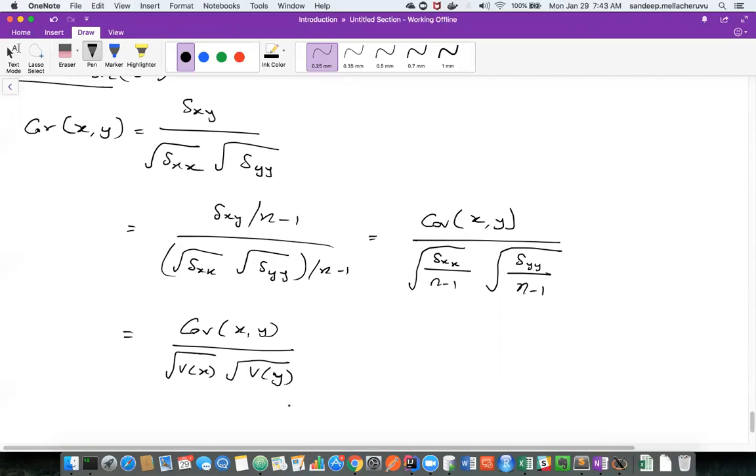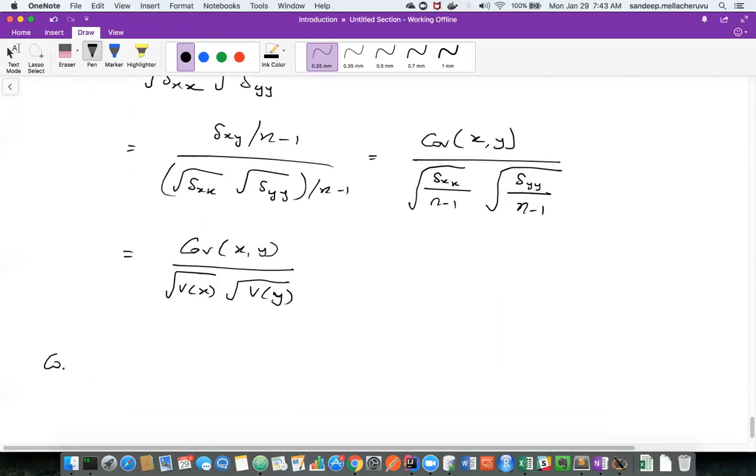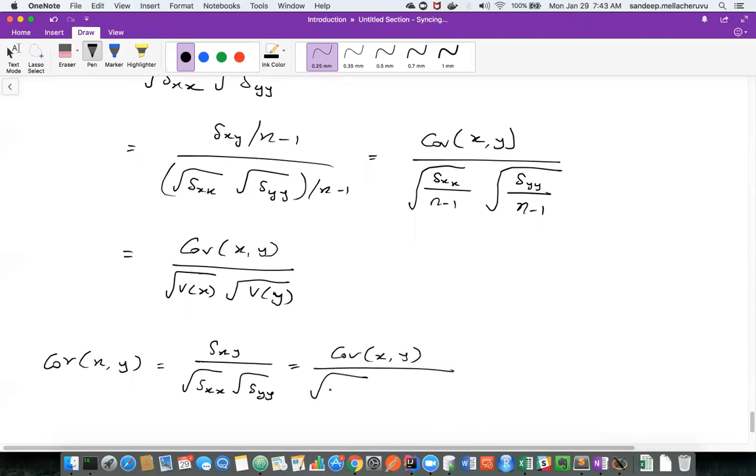So you have two formulas ultimately. The first formula is correlation of x comma y can be written as Sxy by square root of Sxx into Syy. That is nothing but covariance of x comma y by square root of variance of x into square root of variance of y. You need to remember these two formulas always.